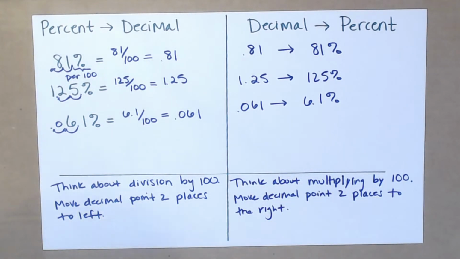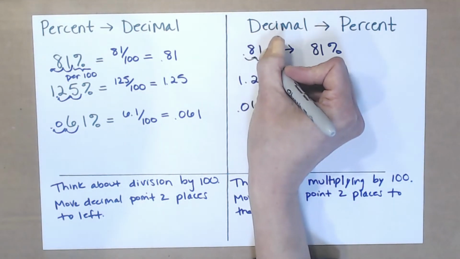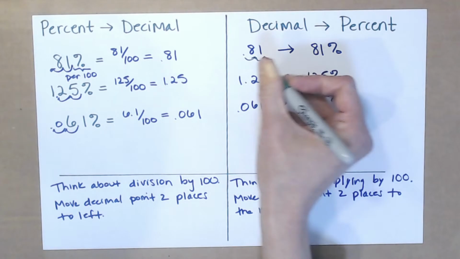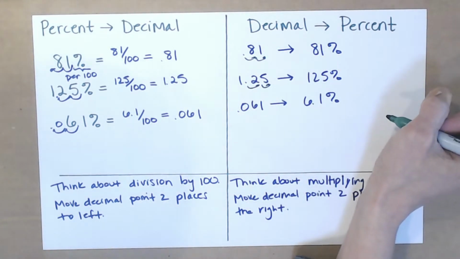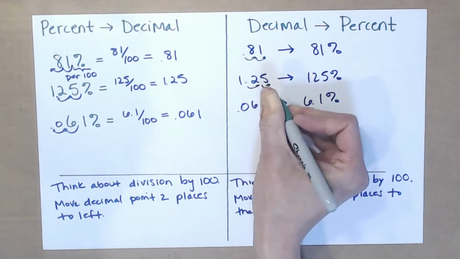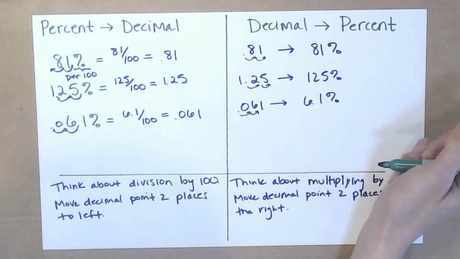So, look at our examples. 0.81, move the decimal 2 to the right, you get 81%. 1.25, you move the decimal 2 to the right, you get 125%. And 0.061, you move the decimal 2 to the right, you get 6.1%.